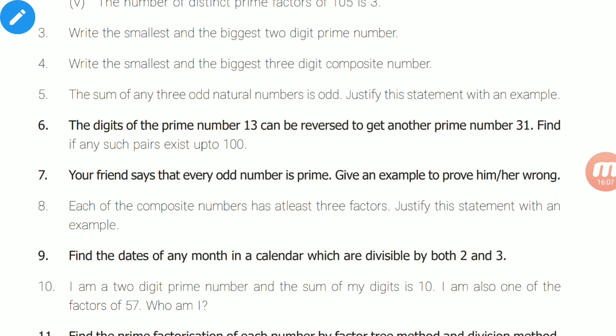Okay, before that there is a question. Sixth question. The digits of the prime number 13, when reversed, give a prime number, 31. Find such pairs existing up to 100.